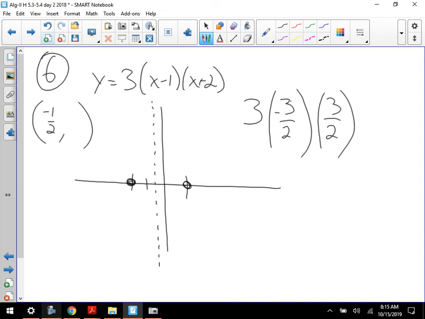Now, the reason why I write things out in fraction form is because it's easier to multiply fractions than it is decimals. What's 3 times negative 3/2? Times 3/2. What's 2 times 2? Now that's what? A little bit less than 7? Negative 7? Okay, sounds good. So it's down here.